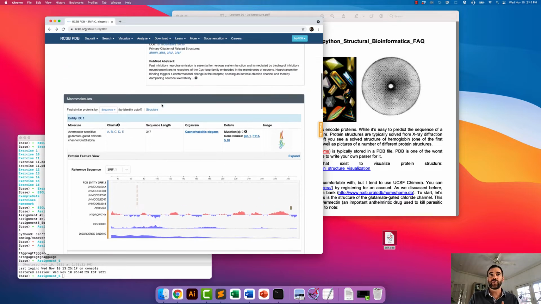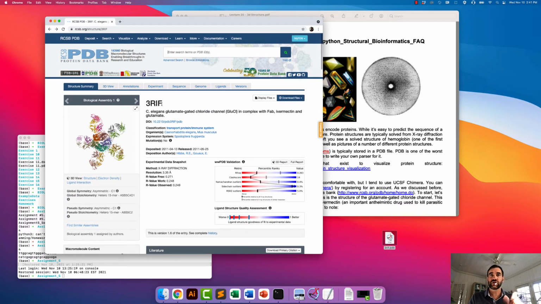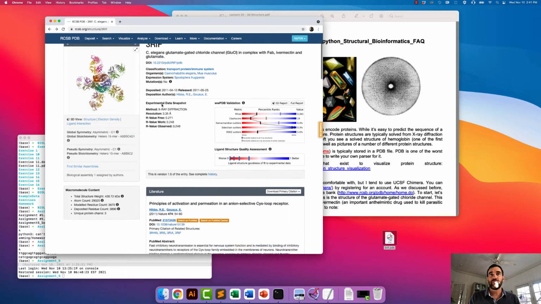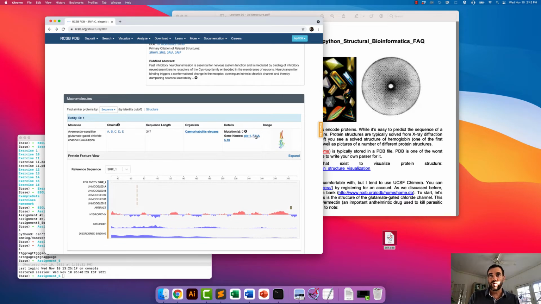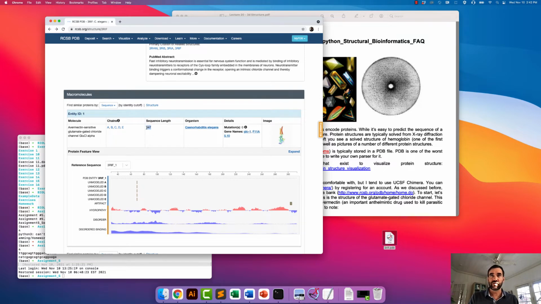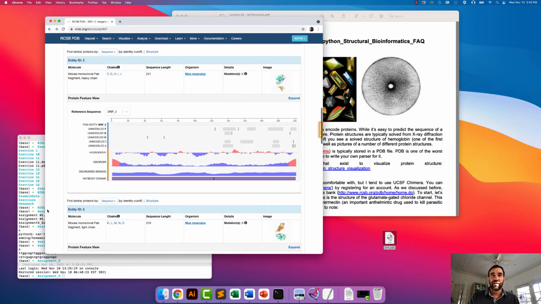Typically, there are multiple polypeptides that go into a structure. It's not just a single protein polypeptide. For example, this has 5 different polypeptide chains. So this glutamate-gated chloride channel is actually a pentamer, made of 5 individual subunits. We can get the names of those chains as A, B, C, D, and E. And if you wanted to know the gene that encodes this, GLC1 is the name of it, and you can click on that for more information. It's 347 amino acids long.